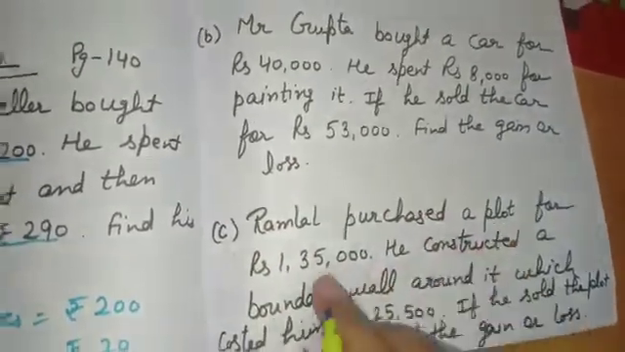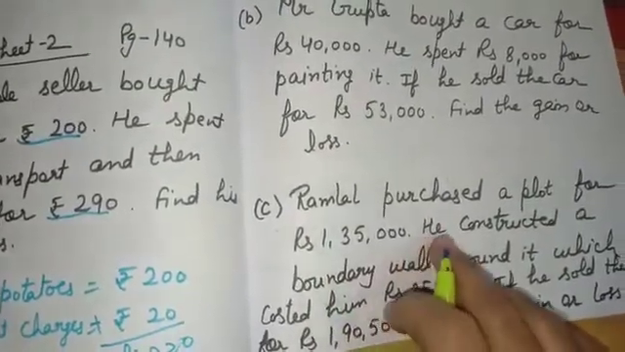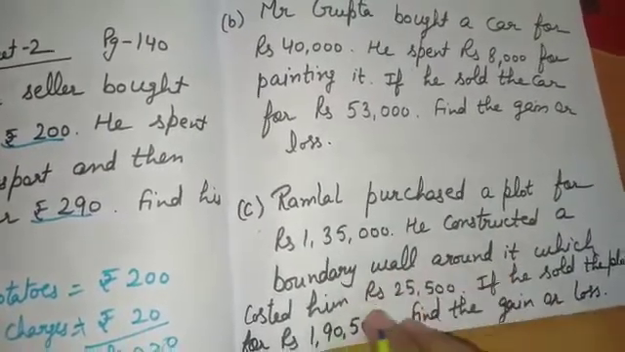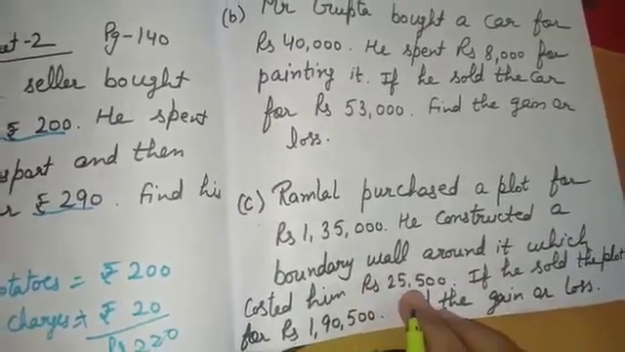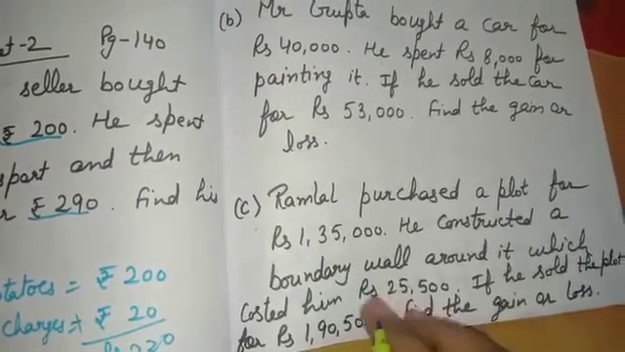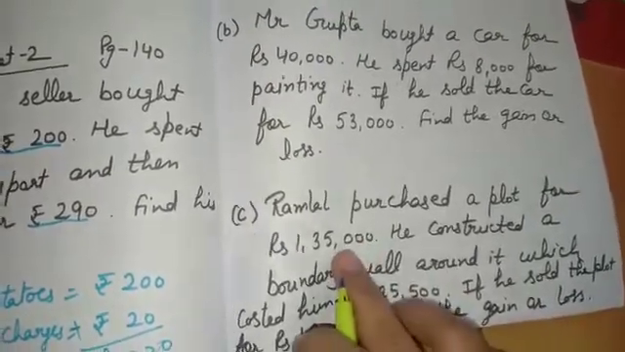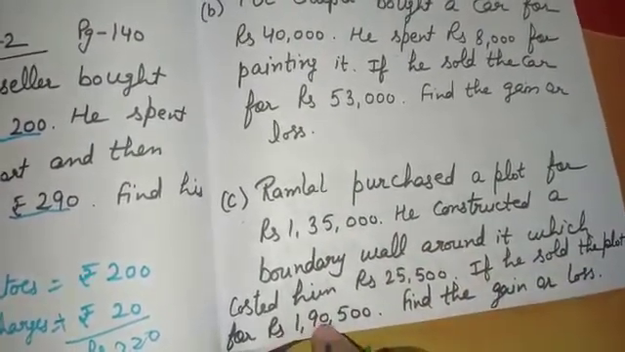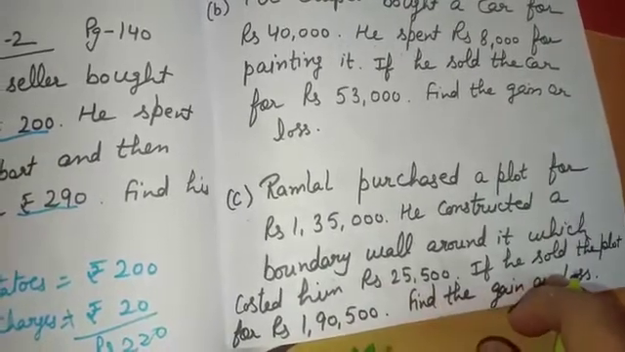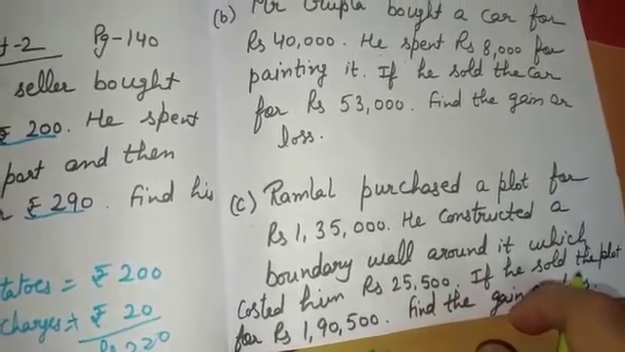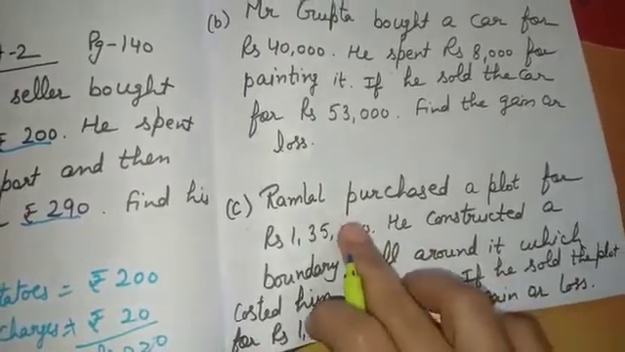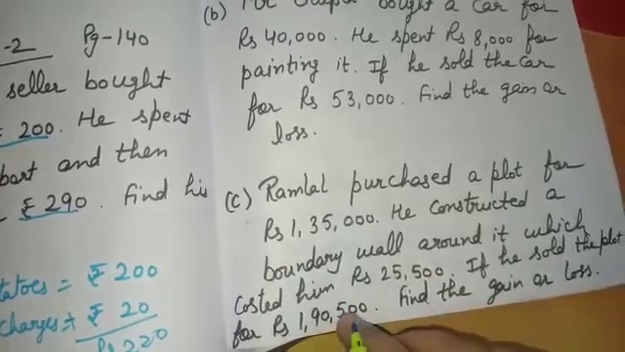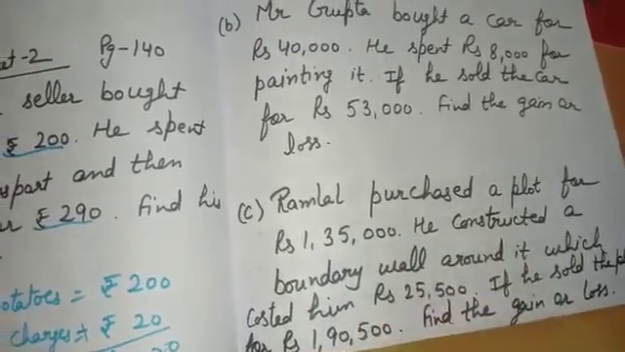Ramlal purchased a plot for rupees 1,35,000. This is the cost price. He constructed a boundary wall around it which cost him 25,500 rupees. So this construction charges will be included in cost price. If he sold the plot for rupees 1,90,500, find the gain or loss. So what will we do in this question? Cost price plus construction charges to find the actual cost price, then compare it with selling price.